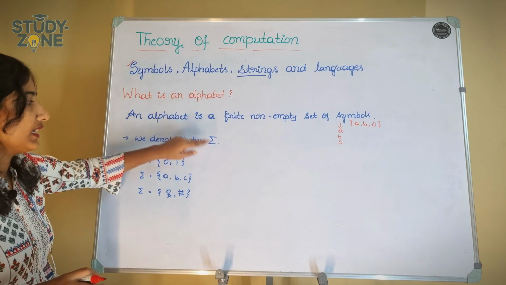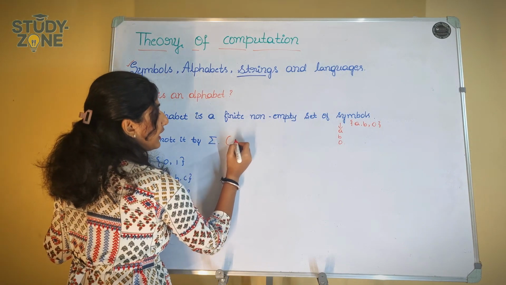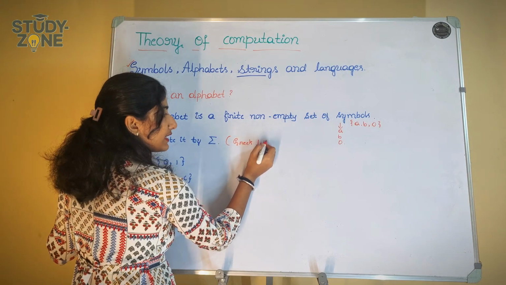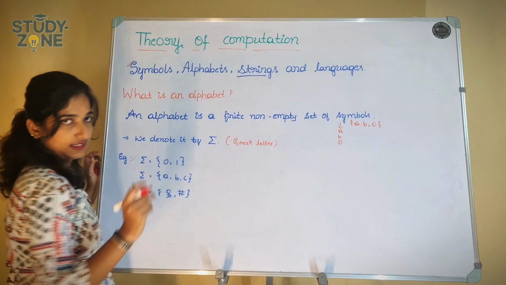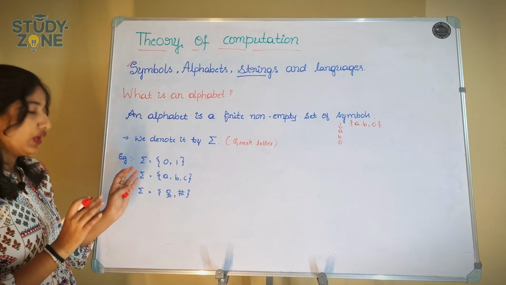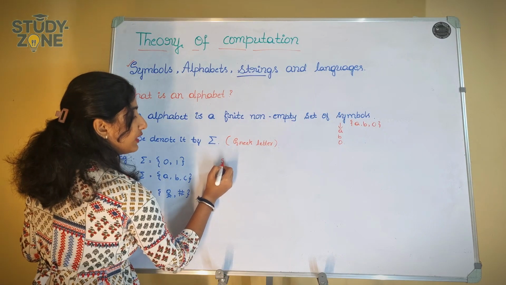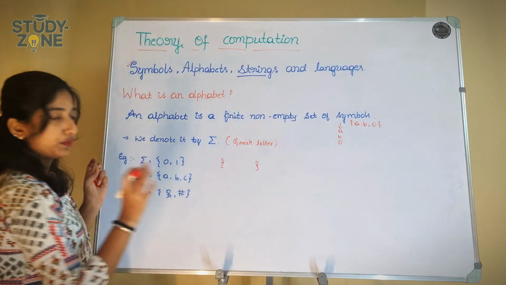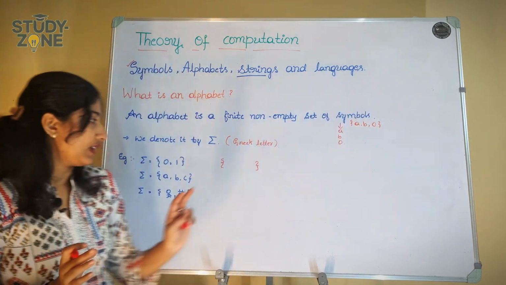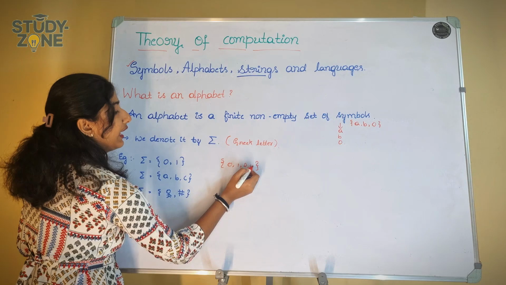So we denote it by, what is this? This is sigma, a Greek letter. We denote alphabets by sigma. Then we have sigma equals to, and we should have a finite non-empty set. Non-empty means there should be something inside it, there should be symbols inside it, correct? So here there are elements like 0, 1, 2, A, like that.